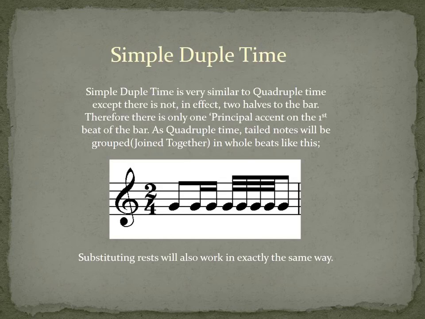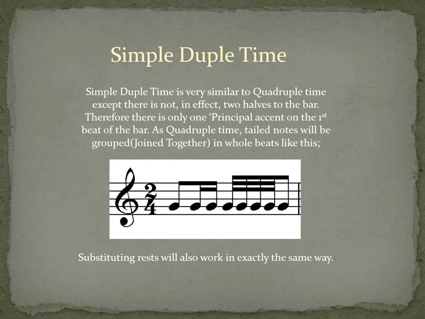Okay, so that was simple quadruple time. Simple duple time is if the top number, as we mentioned, was a 2. And it's very similar to quadruple time, except there's not, in effect, two halves of the bar. Therefore, there's only one principal accent, which is the first beat of the bar. So the same as quadruple time, tailed notes will be grouped or joined together as whole beats. So in this particular case, we're looking at simple duple, the top number being 2, crotchet beats, the bottom number indicating quarter notes or crotchet beats.